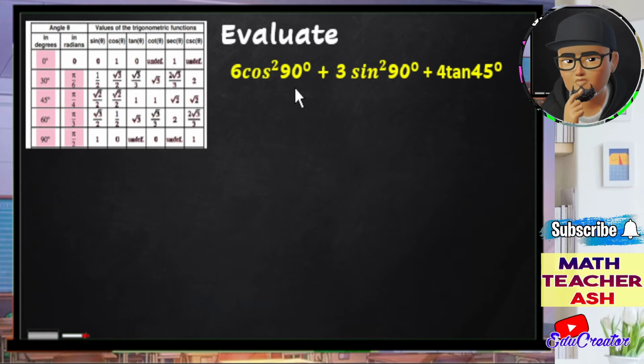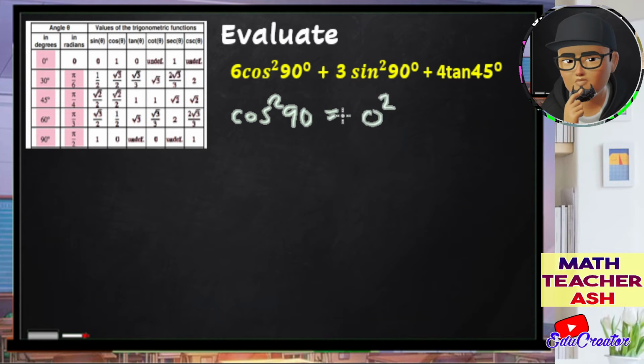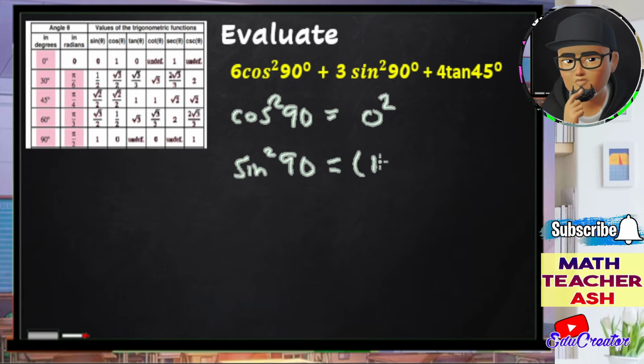So cosine 90, let's consider that one. Cosine squared 90, what is your cosine 90? At 90, your cosine is 0, so that means 0 squared. Of course, why is there a 6 here? That means multiplication, so 6 is multiplied to the cosine squared 90 degrees. Now, how about sine squared 90 degrees? As we can see here, our sine 90 has the value of 1. So that means 1 squared. The answer for this one, you will multiply it by 3.